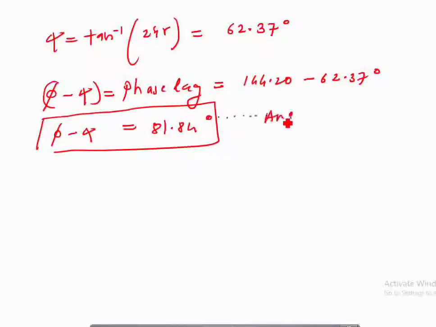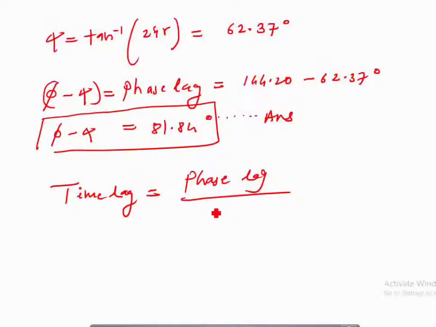So this is the second answer which I am getting, but the final answer is not completed yet. Now they have asked you to find out the time lag, meaning the time taken for this particular phase lag. So time lag is equal to phase lag divided by omega, the corresponding external excitation frequency. Now this phase lag is in degrees and omega is in radian per second. I want time lag in seconds, so radian will get cancelled. So I will convert this phase lag into radian.